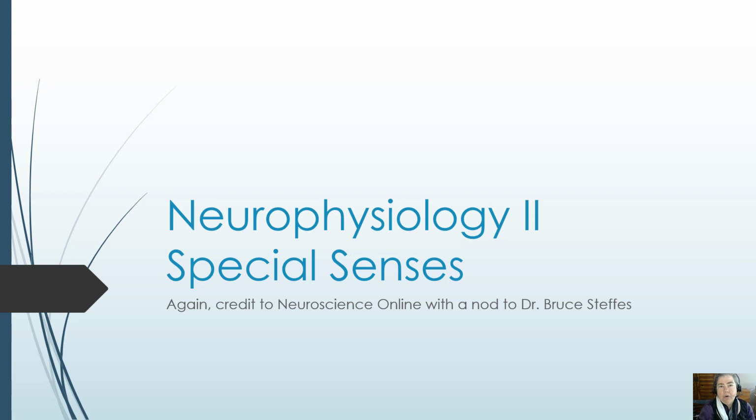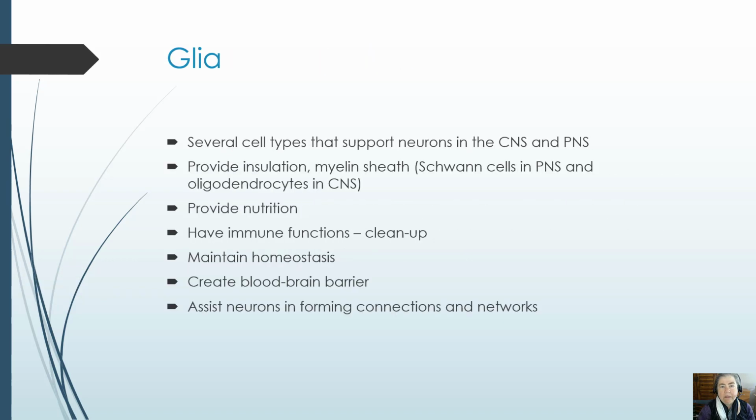So we'll start with a little bit of just general neurophysiology, talking about something called glia. And glia are cell types in the central and peripheral nervous system that are not neurons but are integral to the nervous system and provide important support mechanisms to the neurons and in general to the nervous system.